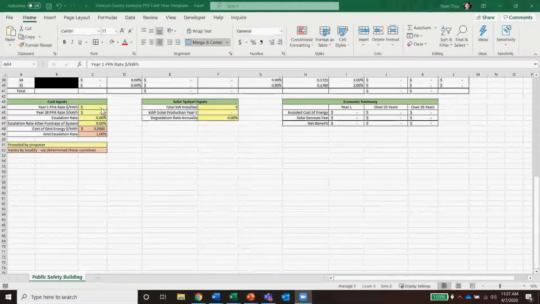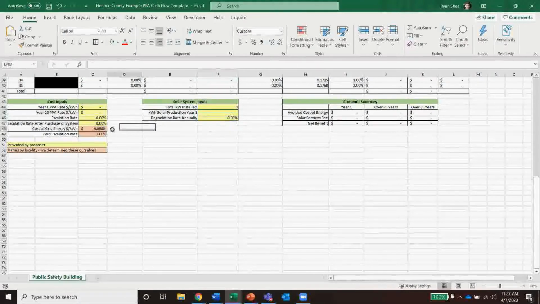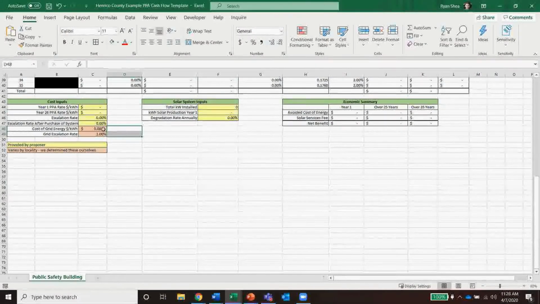or the proposer. So the PPA rate and the associated escalation rate. And then any type of escalation rate after the purchase as well. And then the system size in kilowatts here, as well as the annual production and a degradation rate input as well. So in yellow is what the developer would include. And then these are some of those county assumptions that are included here. So the cost of the grid electricity, and then the grid electricity escalation rate, assumption listed.